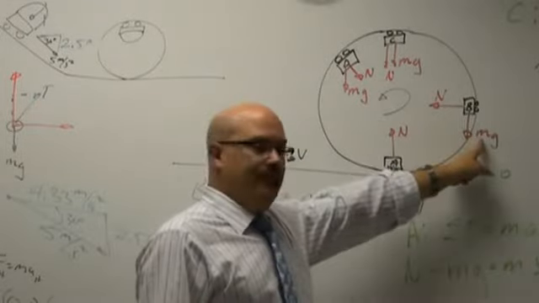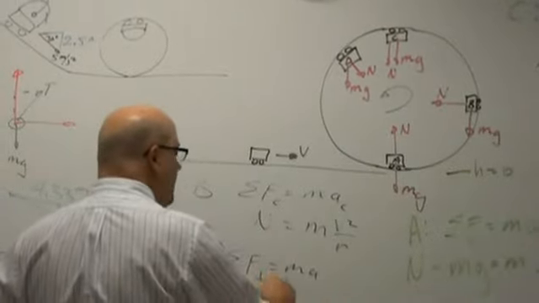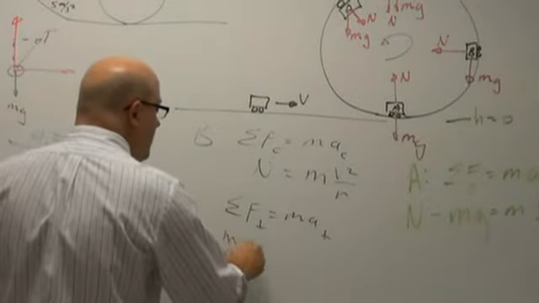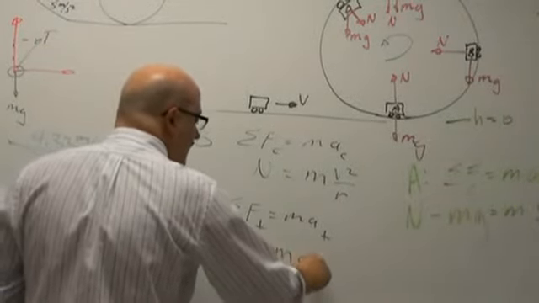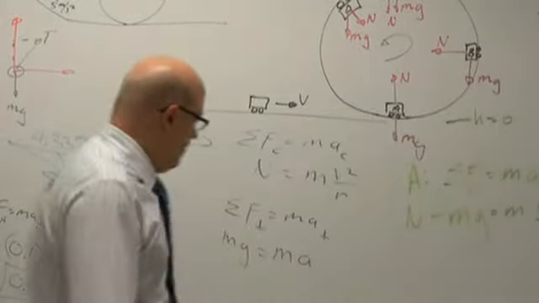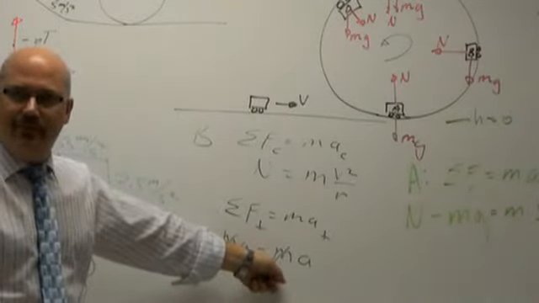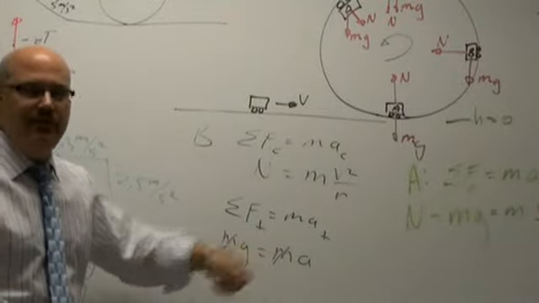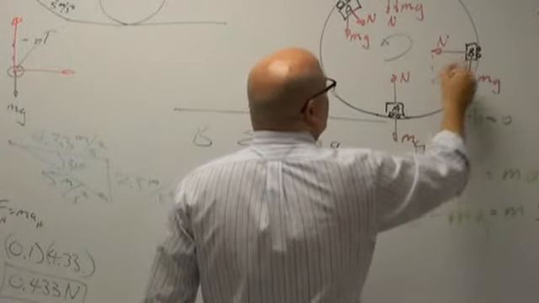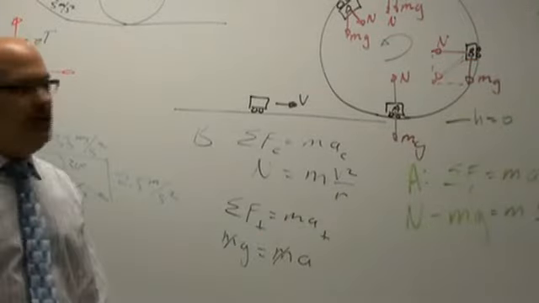But we also have this one. So the sum of the forces equals ma perpendicular to that, which in our case is in the y direction. We have mg equals ma. So at this spot, how quickly is this thing speeding up? With an acceleration of g, right? At that spot, it has an acceleration of g. It has a net force in this direction. So it has an acceleration towards the center and an acceleration downward. Okay?